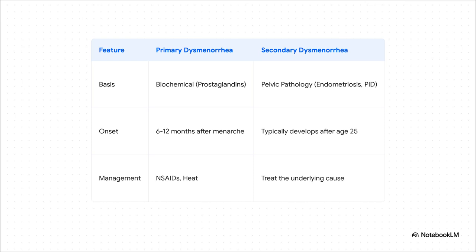Primary dysmenorrhea is caused by chemicals, specifically an excess of prostaglandins that make the uterus contract painfully. That's why the management is NSAIDs and heat, because NSAIDs block those prostaglandins. Secondary dysmenorrhea, on the other hand, usually shows up later in life, and it's caused by an actual pelvic problem, like endometriosis or PID. Your job as a nurse is to recognize that if a patient's pain suddenly changes or starts years later, it's a red flag that needs more investigation to find the real cause.